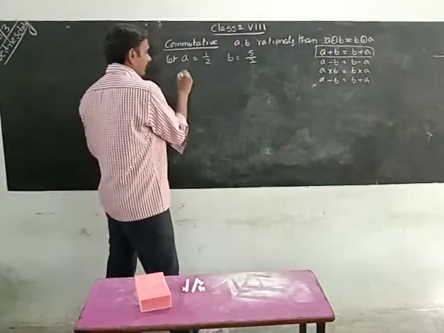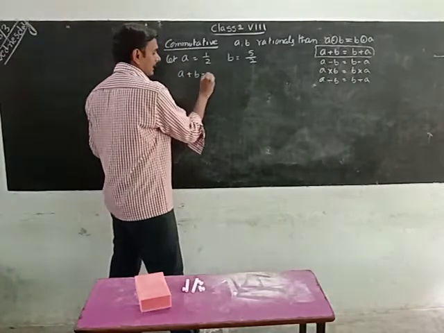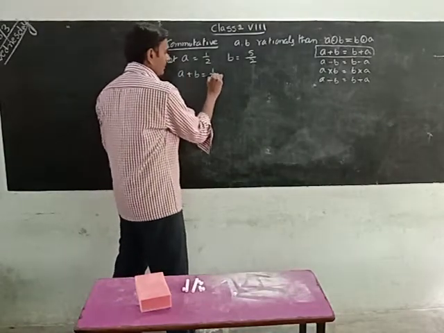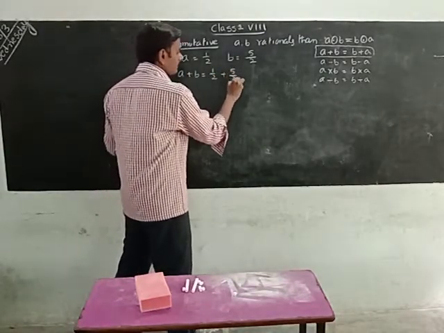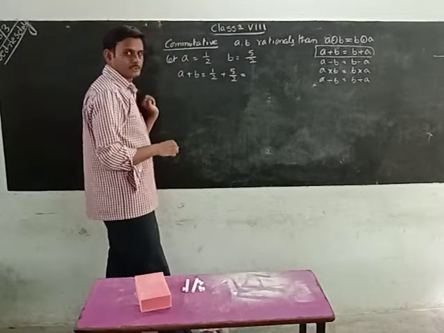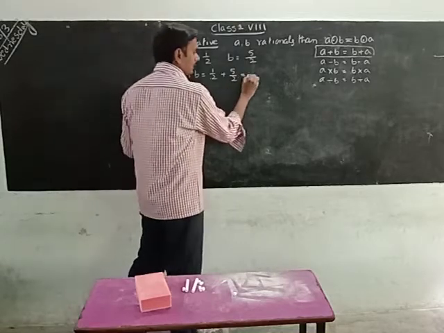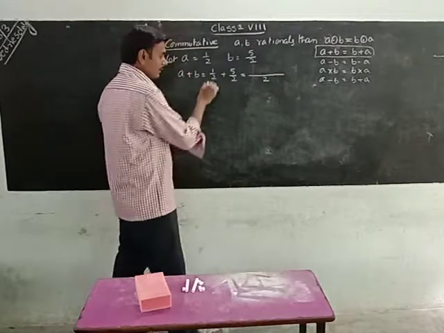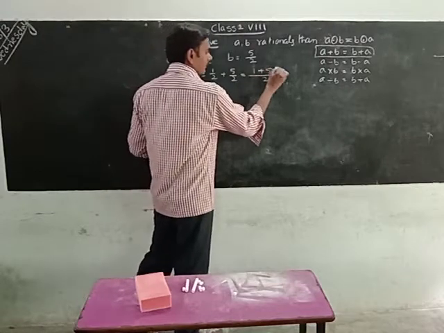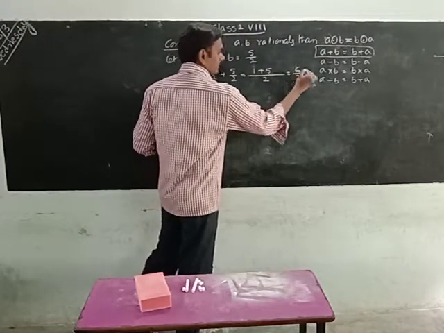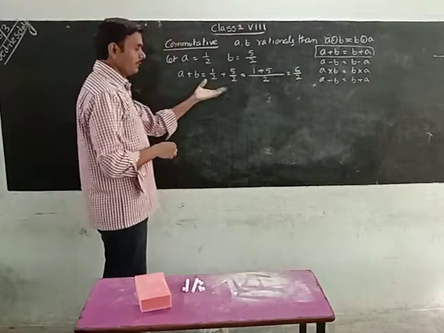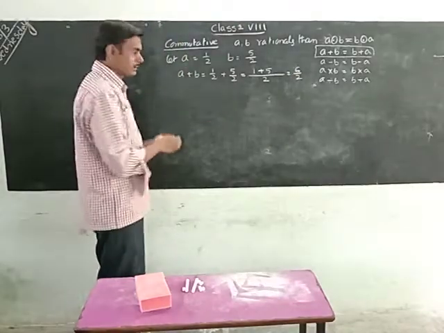With a plus b, first I will calculate a plus b equal to 1 by 2 plus 5 by 2. Denominators, what are they? 2. Denominator 2, we can add the numerators, 1 plus 5 means 6 by 2. Already we did that, like fraction addition in the previous one.